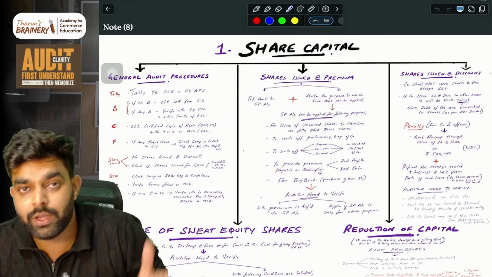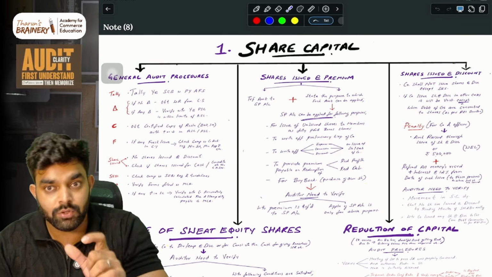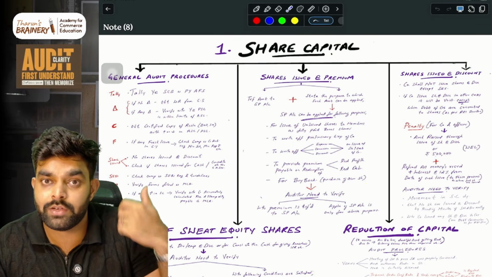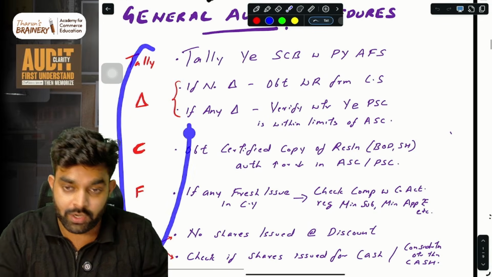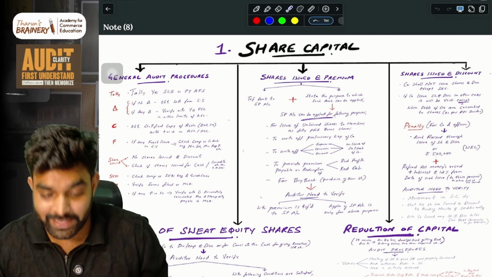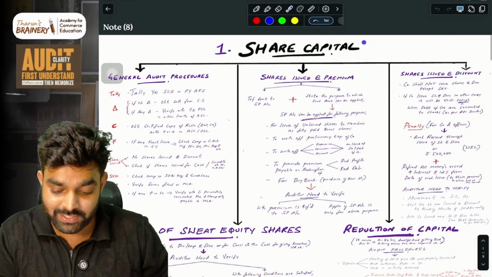And ICAI's language in the book is very complex. Here I have used the same language, but I've put the prepositions so that it will be very easy for you to understand everything. And I've put memory techniques for whatever things possible. So without wasting any time, let's directly go to the first topic, that is share capital.